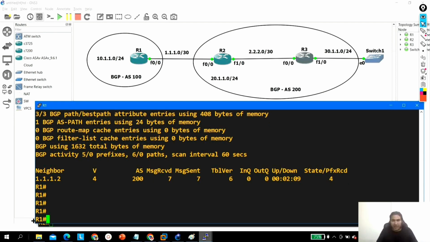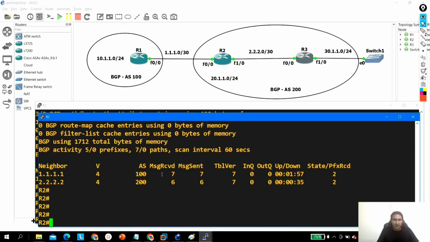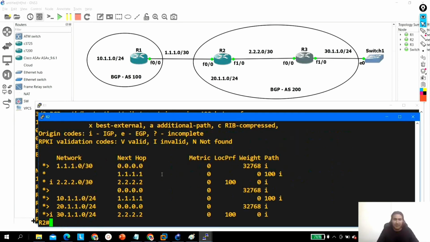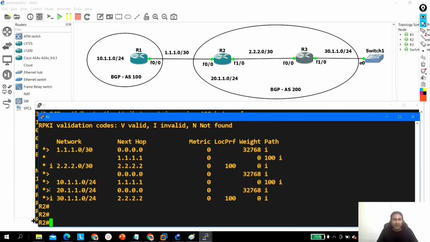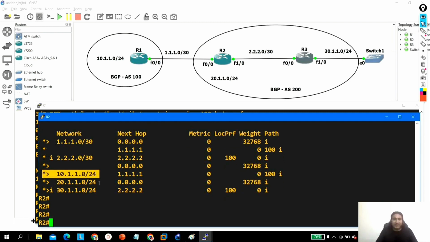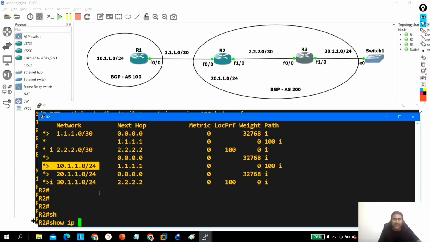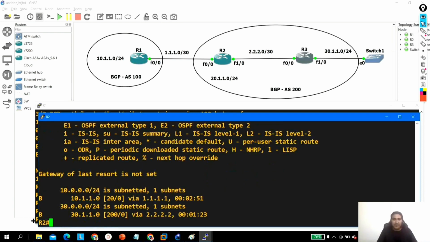So here on router number 2, first of all run command show IP BGP. In the BGP table you can see 30 network is also there and 10 network is also there, because BGP synchronization is disabled, right? So router will use these two prefixes now, so it will install them in their routing table as well. So IP route BGP. So here also you can see 10 network and 30 network, right? So router 2 is using 30 network and advertising to their eBGP neighbor as well.